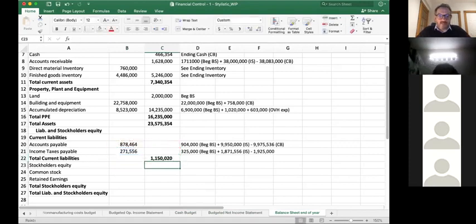Stockholders' equity. So I think there is no change in the stockholders' equity. So we have 3.5 million. So that's beginning balance sheet normally. Sorry, it's here. Common stock.